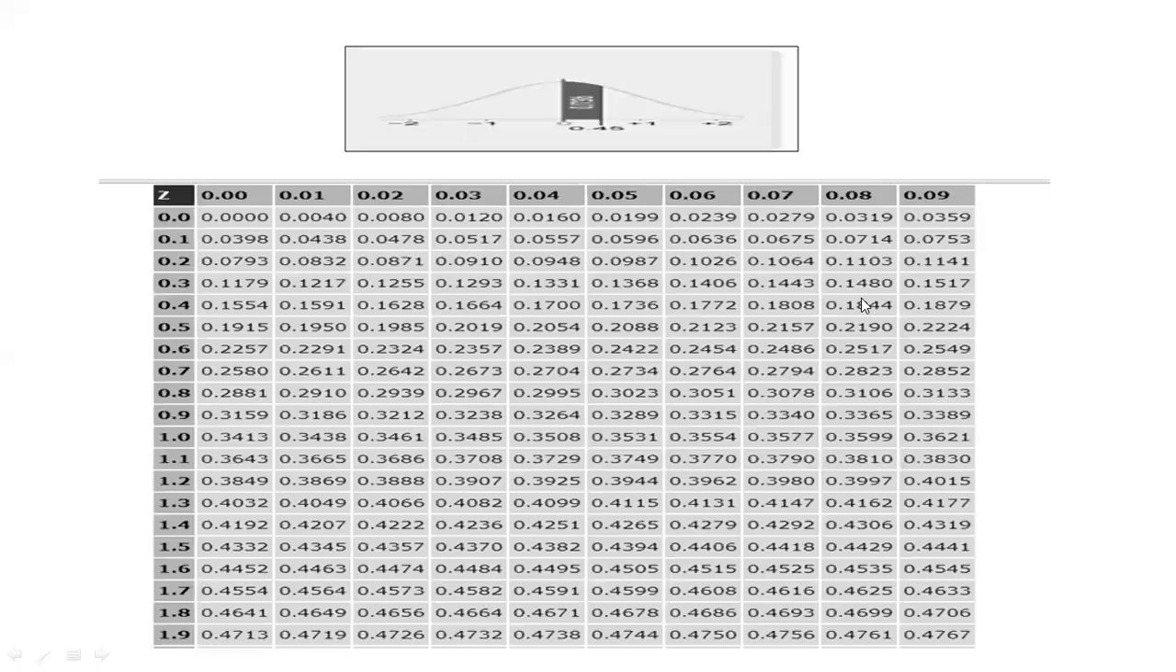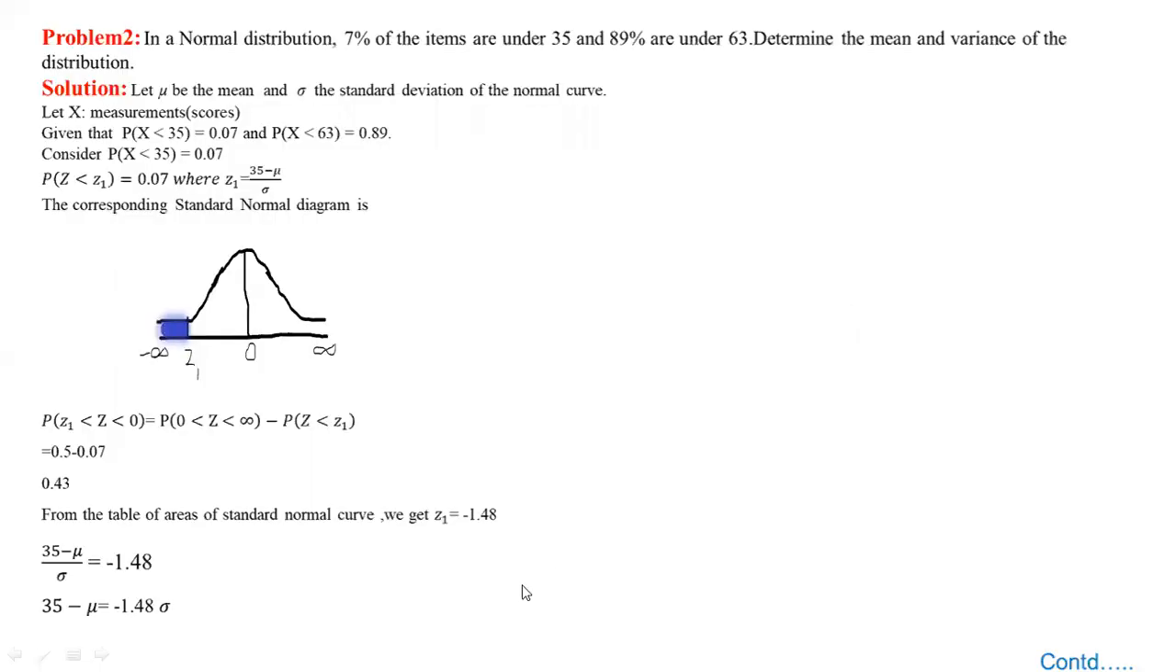This is minus 1.48, because it is on the left side of the mean line, so we take the minus sign. So z1 is minus 1.48, which is equal to 35 minus mu by sigma. From that we are framing one equation. That is 35 minus mu, taking sigma to the right side, equals minus 1.48 sigma. So this is one equation.